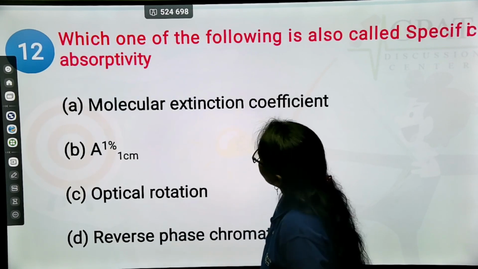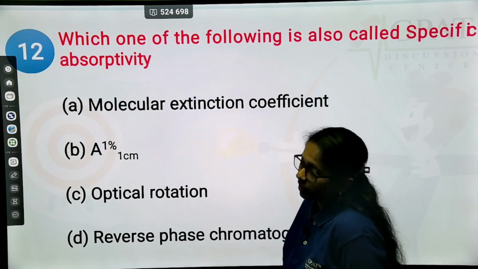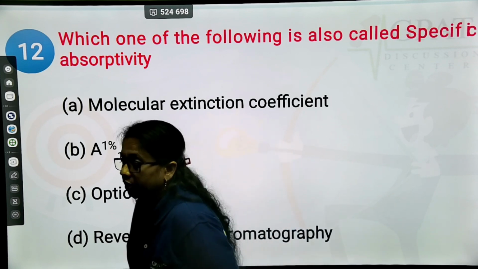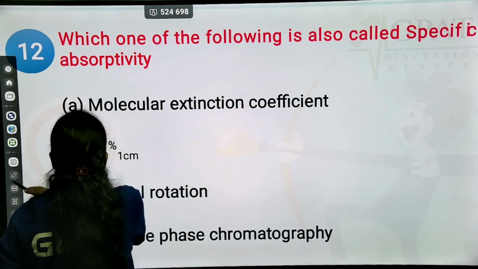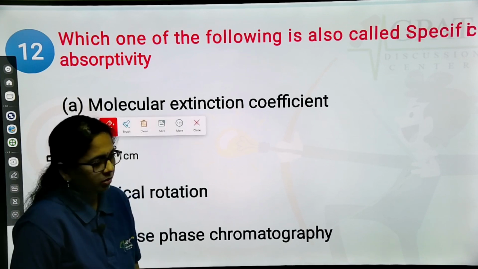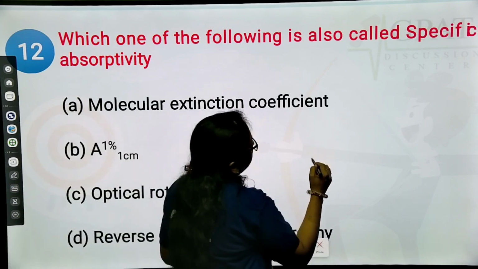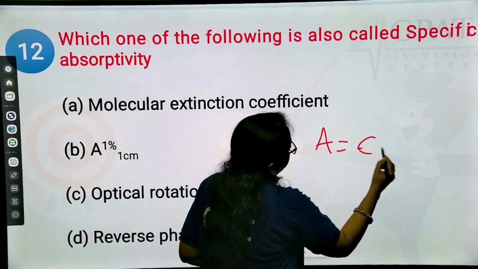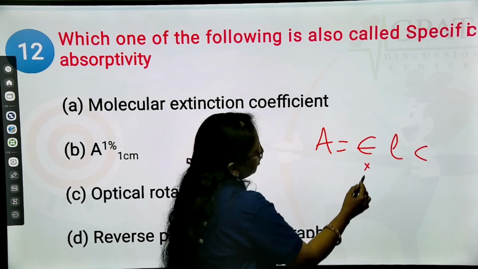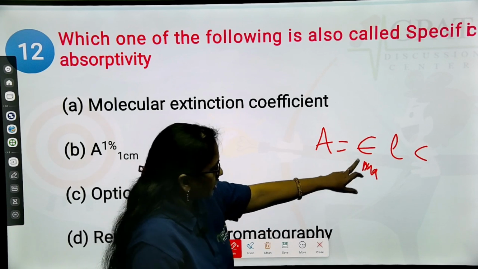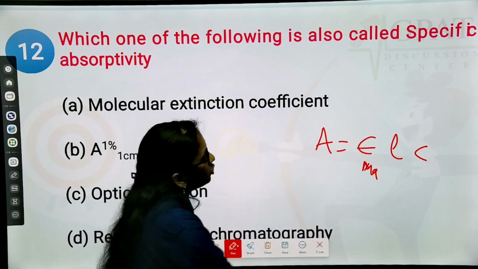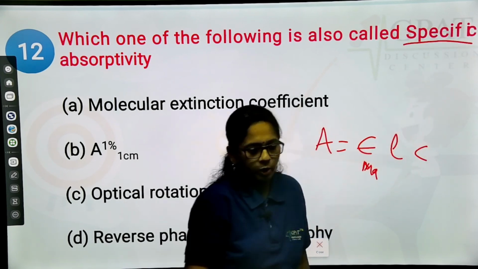And next question, which one of the following is also called specific absorptivity? Okay, whenever you observe Beer-Lambert's law as A equals ABC, generally you know that A equals epsilon times L times C. This epsilon is called the molar extinction coefficient. This epsilon is called the molar extinction coefficient, but the question is related to specific absorptivity.